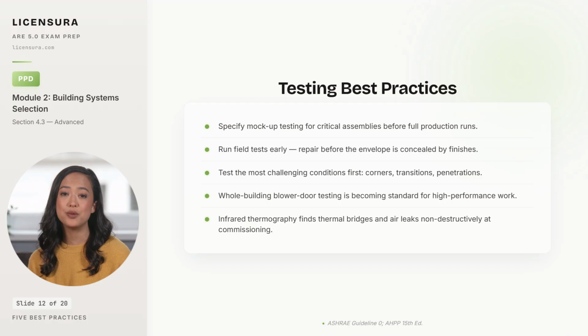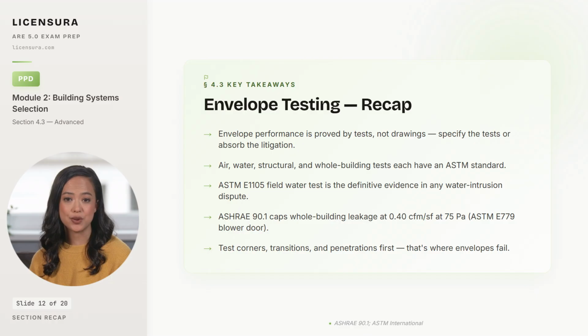Lock 4 takeaways before specifying the next envelope mockup. 5 takeaways from envelope performance testing. The envelope is certified by the tests, not by the drawings, and the project specification has to call out the right standard for each dimension the assembly has to satisfy. Air, water, structural, and whole building performance each have an ASTM standard, and there are separate lab and field tests for the first two, because lab certification of a product does not prove the field installation works.